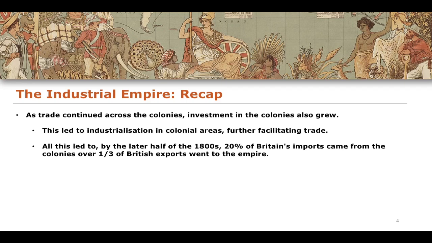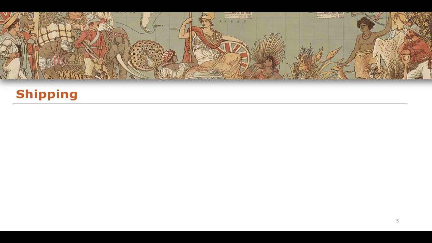And this becomes known as the industrial empire, the industrial British Empire, the ways in which the British Empire was able to utilize the Industrial Revolution and industrialization to benefit the empire, or at least benefit facilitation of trade and commerce across the empire. These are the examples we can utilize to show how this happened, beginning first with shipping.